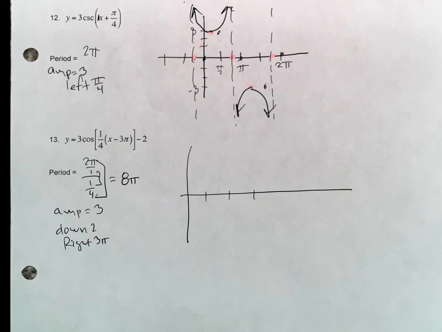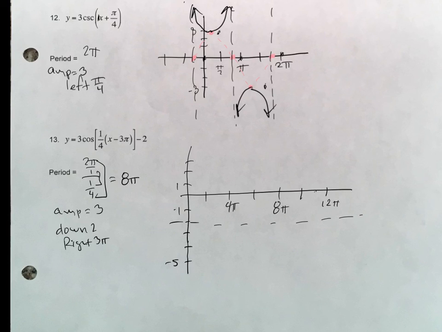1, 2, 3, 4. There's 8 pi. There's 4 pi. Down 2. I better make this a little bit longer. Here's -1. Here's down 2. Amplitude is 3, so I have to make sure we go down to -5. Each space is 2 pi, so to go to the right 3 pi, here's 10 pi, here's 12 pi. So we've got to make sure you have enough room to get to that 3 pi.